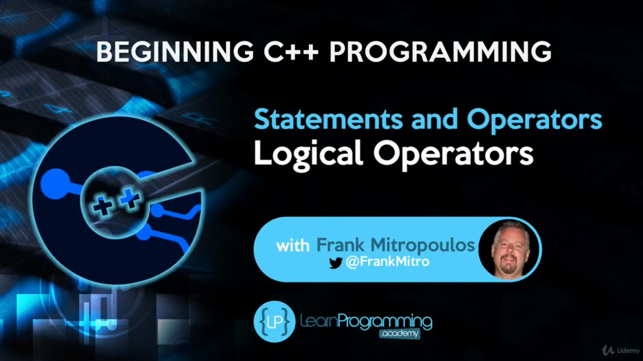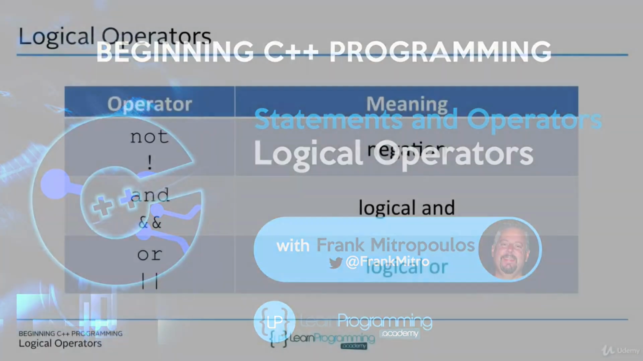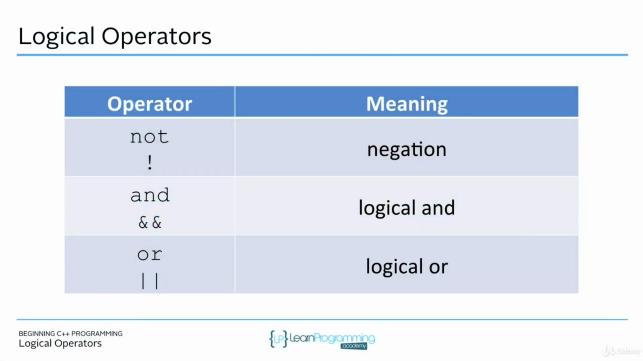In this video, we'll learn about C++'s logical operators. These operators allow us to build complex conditions in our programs. C++ has three logical operators. These are not, and, or. These operators work on Boolean expressions and evaluate to a Boolean value themselves.